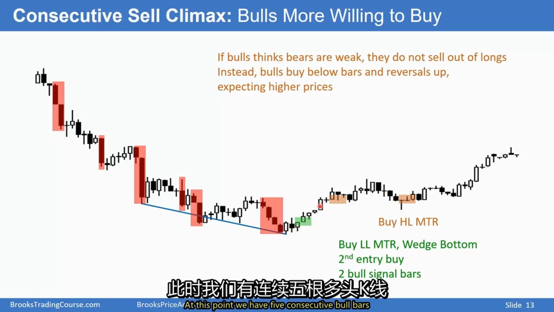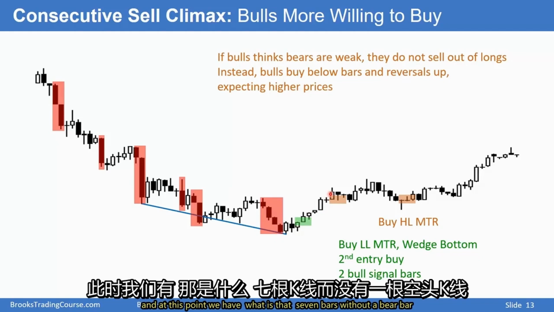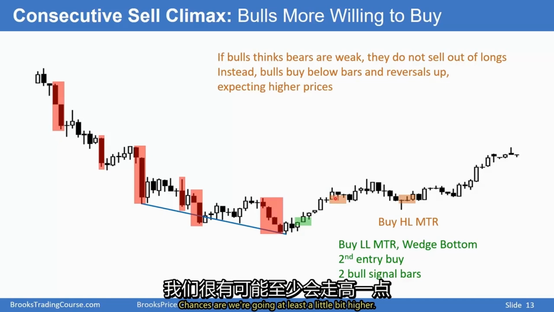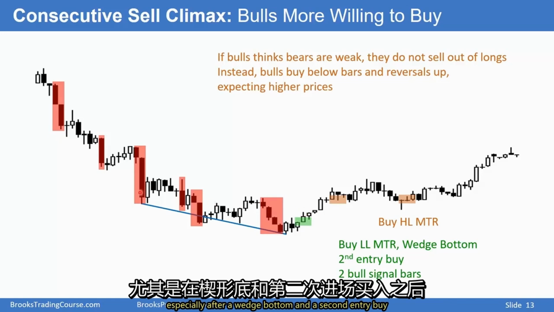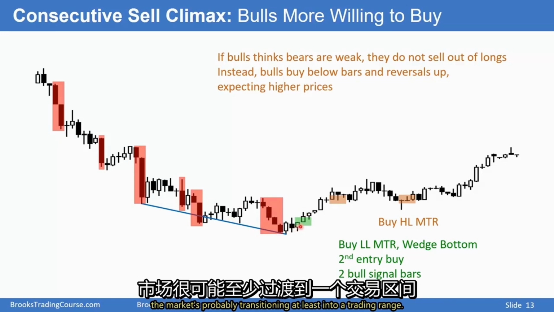At this point, we have 5 consecutive bull bars. And at this point, we have 7 bars without a bear bar. Chances are we're going at least a little bit higher. If the bulls think the bears are weak, they'll keep holding on to their longs. Once you get 3 or 4 bear bars, especially after a wedge bottom and a second entry buy, the market's probably transitioning at least into a trading range.